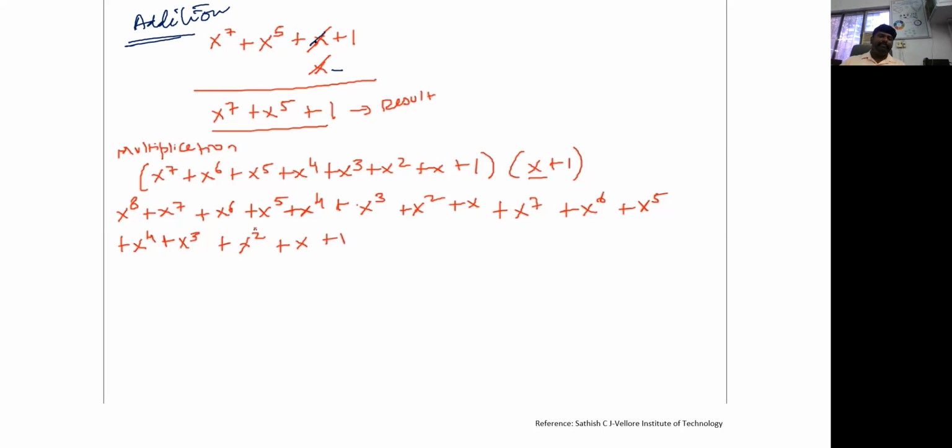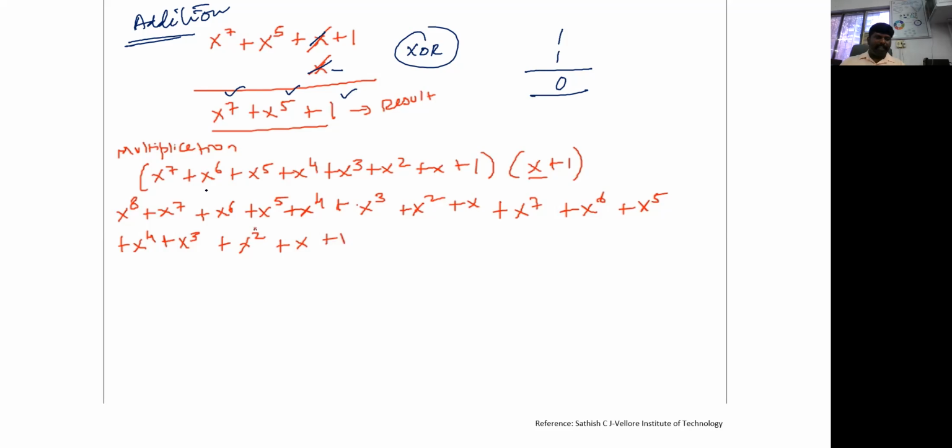If both the coefficients are equal, in that case the term will get cancelled and become null or void, due to the XOR operation. How do these terms get cancelled? Because if we perform XOR of 1 and 1, it will be 0, so I can ignore this part. So we get x power 7 plus x power 5 and then plus 1.